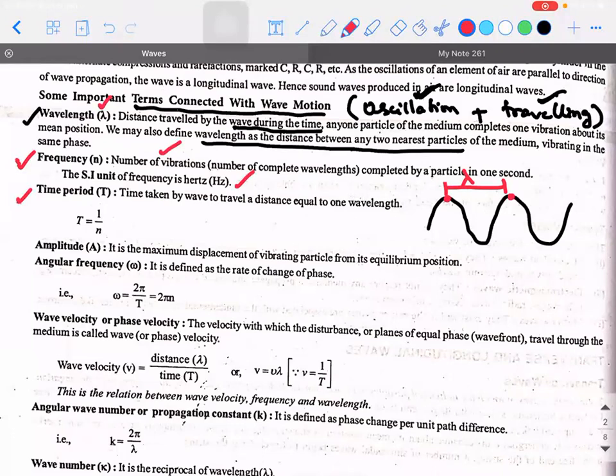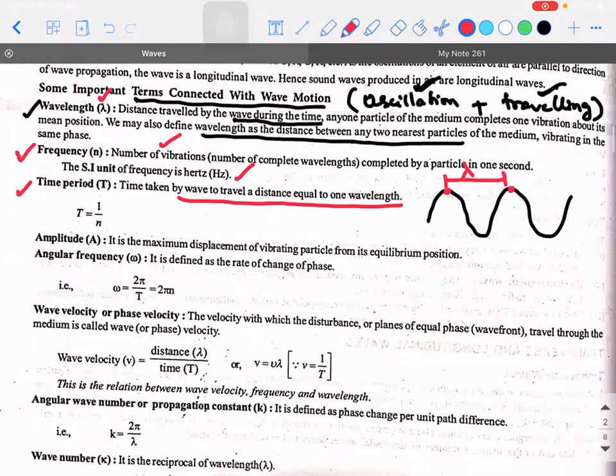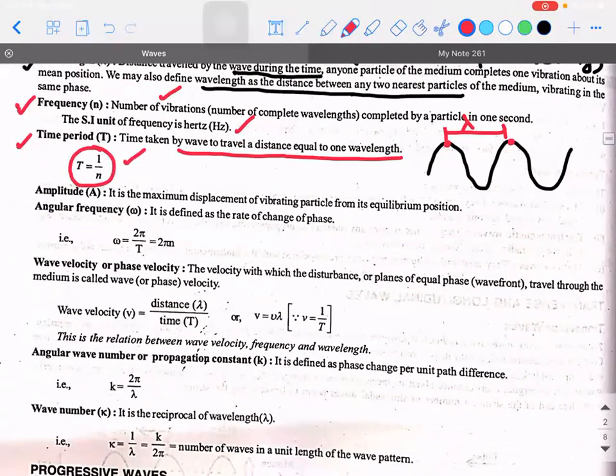So time period of a wave is the time taken by the wave to travel a distance equal to one wavelength. The time taken by a wave to travel a distance equal to one wavelength is what is called as time period, and time period and frequency are obviously inversely proportional to each other. Okay, next. Amplitude of a wave.